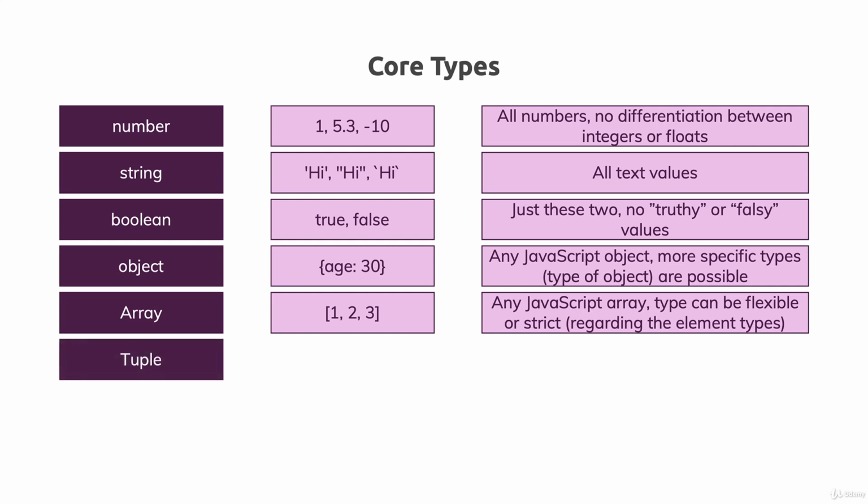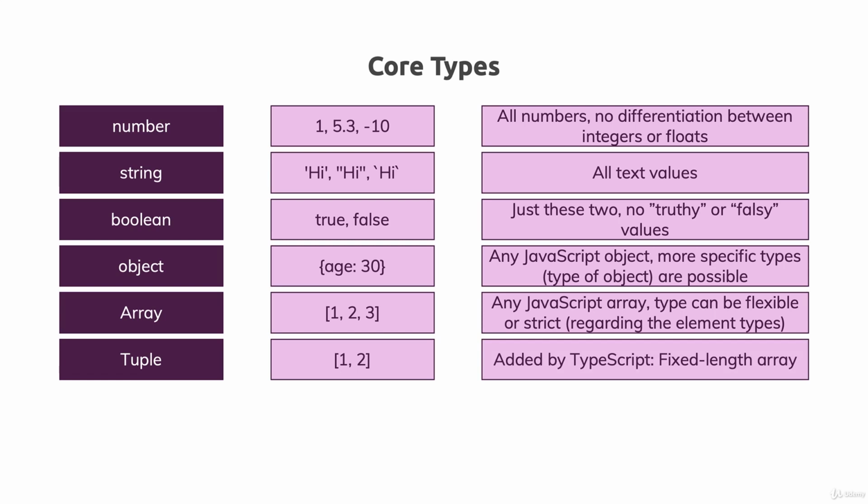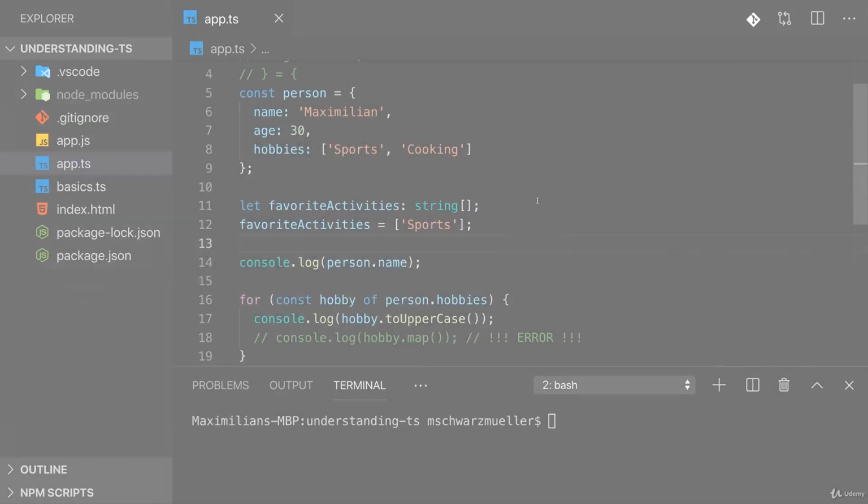For example, the tuple type. Now, you might know tuples from other programming languages. JavaScript does not have them. This is a tuple, for example, and you would say, well, this is an array. It is an array, but it's a fixed length array, and actually not just fixed length, but also fixed type. Now, where could this be handy?